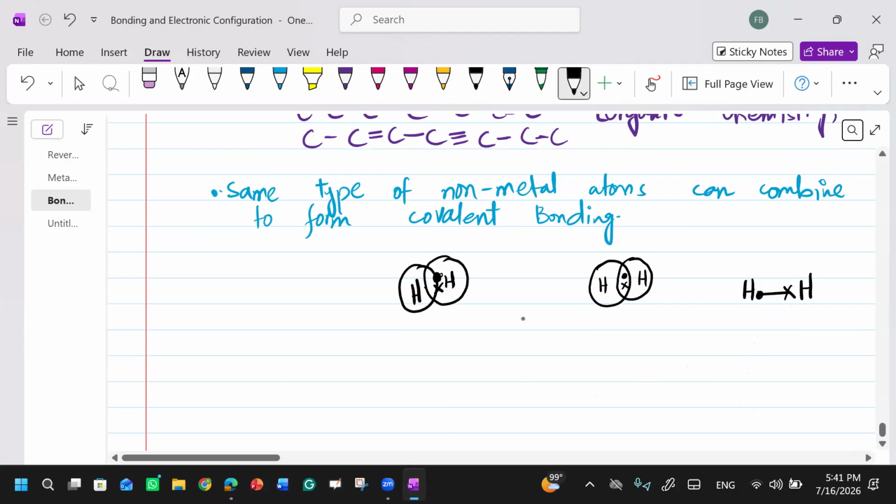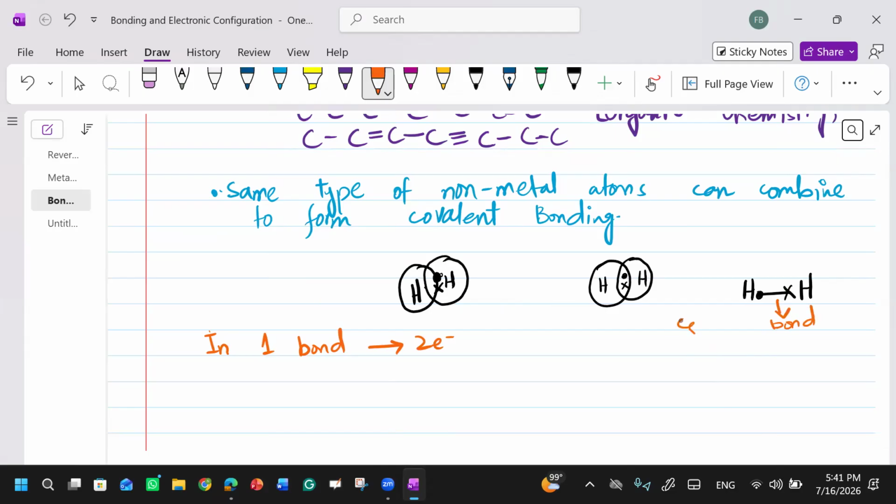In one bond, this question can arise: how many electrons are there? Two electrons, right? This is one bond, and this is known as a covalent bond. And in this bond, how many electrons are there? Two. Clear? One for this hydrogen and one for this.